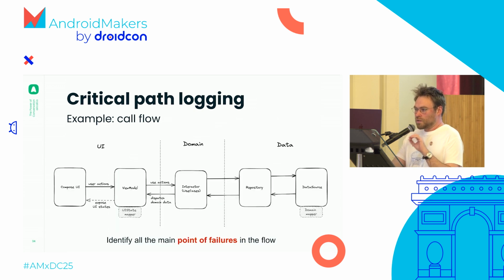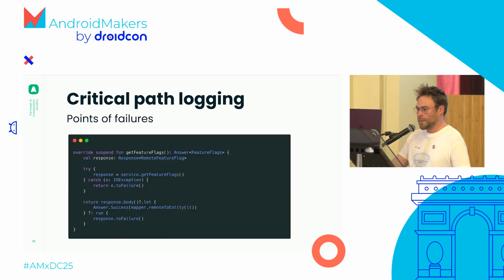Even within your architecture flow, you must identify all the main points of failure that can happen, within your data source, or in your repository, or at the view model level, or even when you are managing your business logic. Identify all the potential points of failure in the flow.